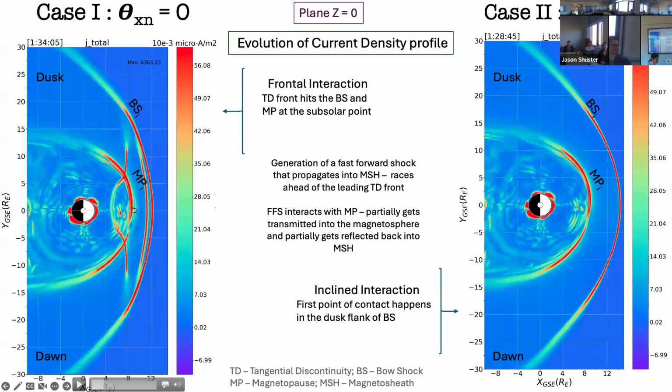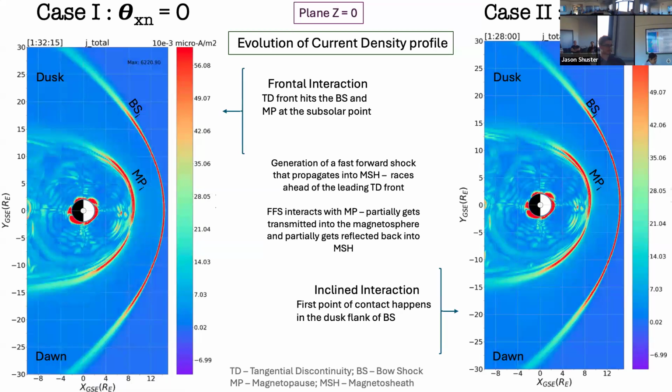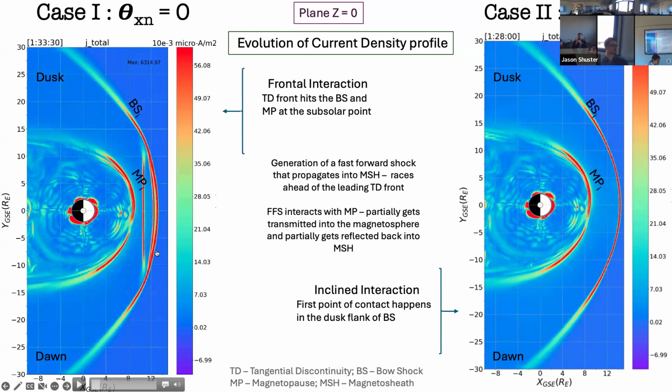If you see this line, this is the fast forward shock. Let me see if I could go back. Yeah, so this means that the discontinuity just touched the bow shock, it launched this fast forward shock, which is propagating into the magnetosphere. And this curve, if you see, if this is the discontinuity, which gets modified because of the draping around the magnetosphere. And this fast forward shock then interacts with the magnetopause.